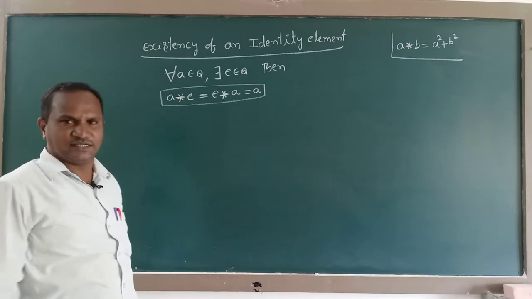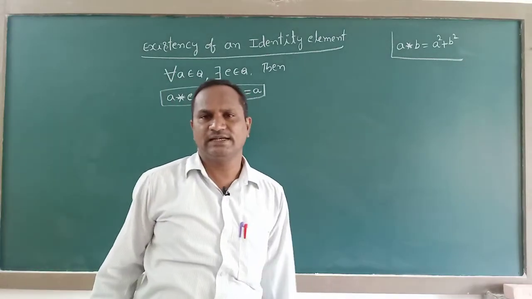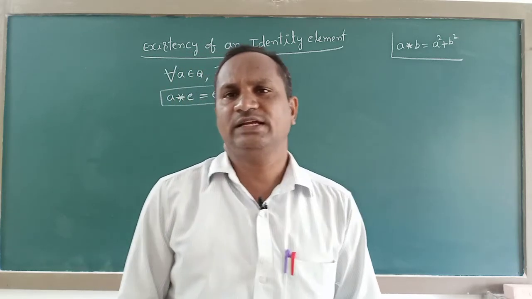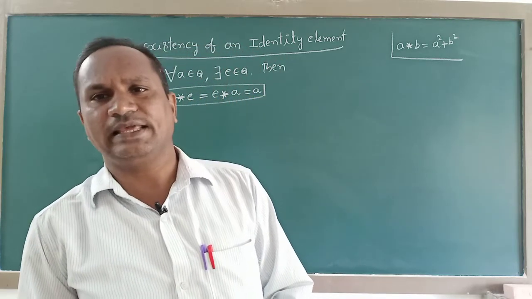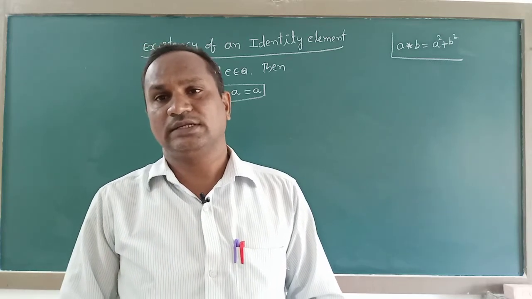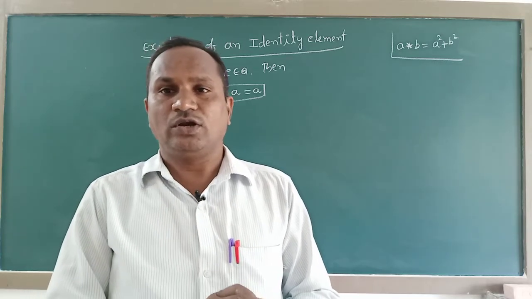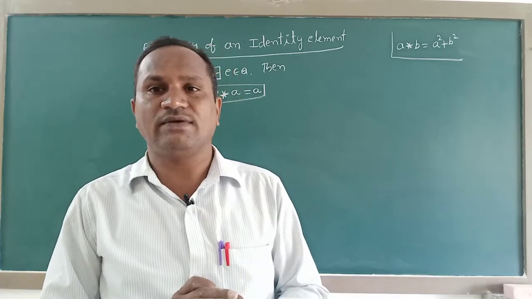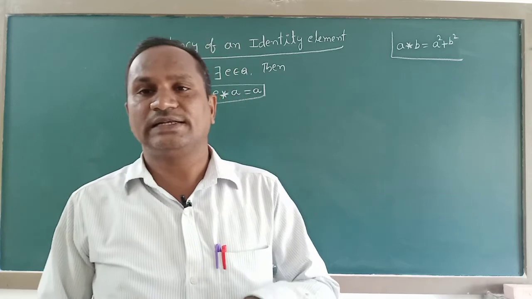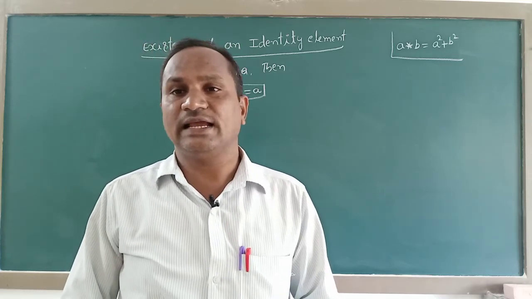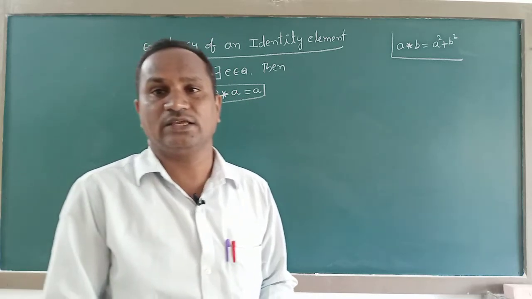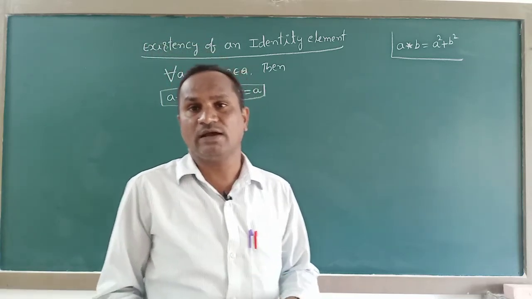In the previous class I told how to find the identity element also. At that time I told you, if you want to find the value of the identity element, there should be one and only one number. That is a unique number. You should not get distinct values for E. If you get distinct values for E, then we can write that an identity element does not exist. Now let us check whether we get a unique value or different values for E.